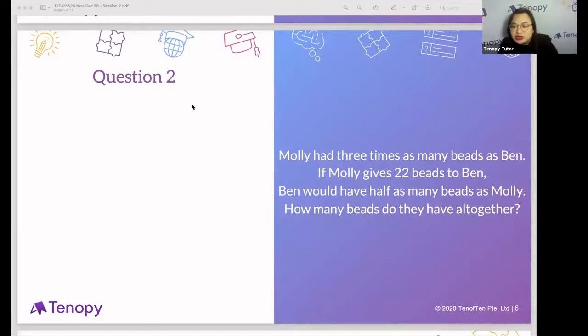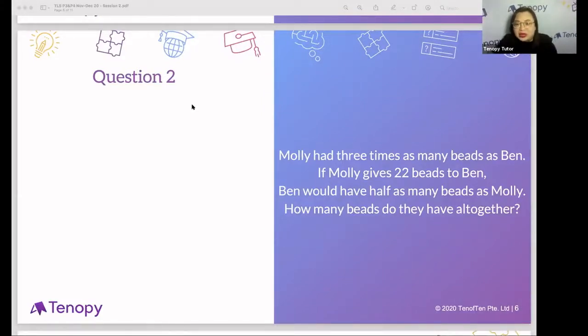Molly has 3 times more. Alice is incorrect. Molly is not 3 times more than Ben. Alice is 3 times as many as Ben, meaning Molly is 3 units, Ben is 1, not 3 times more. Okay, don't be confused by that. Oh, Faliha, you got an answer.